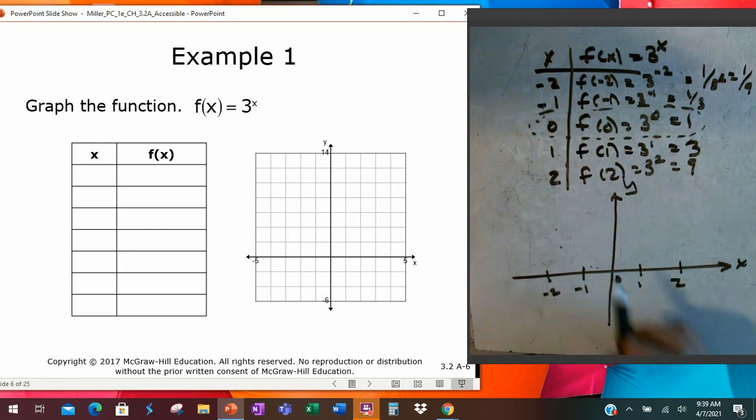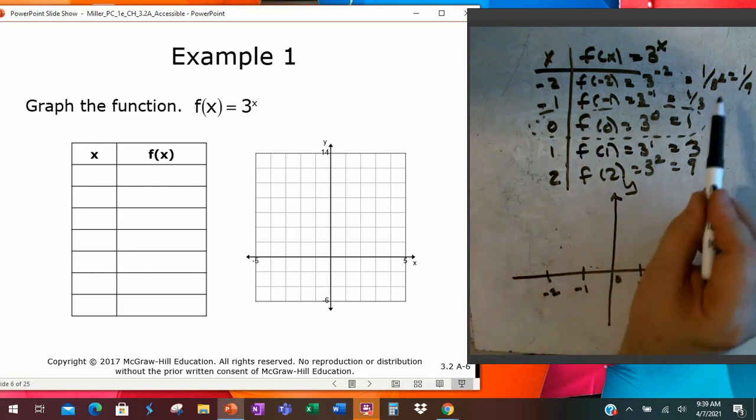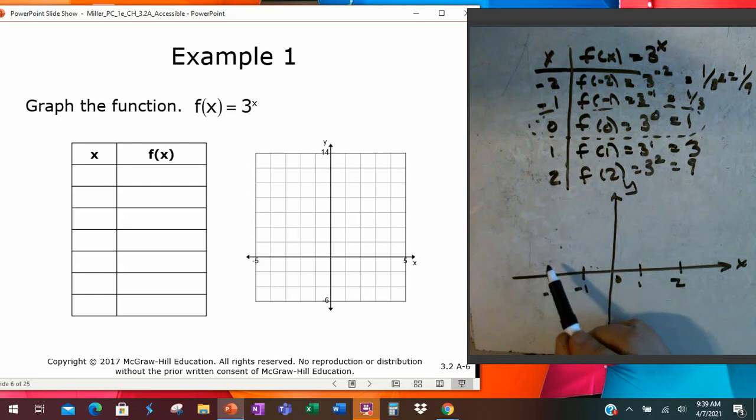And naturally, this is 0. So for -2, this is 1/9. So this is pretty small here. And then 1/3, a little bit bigger. So this is 1, 2, 3, all the way up. 0 is going to go through that point.